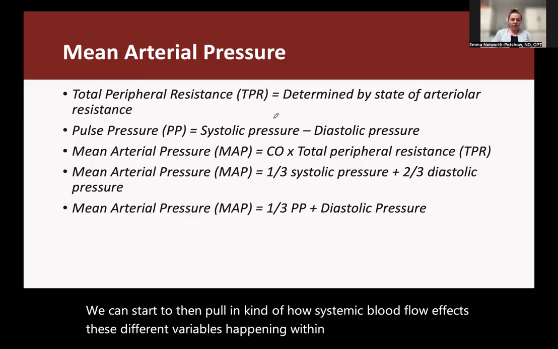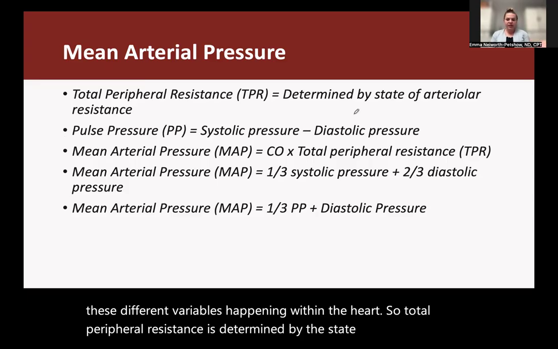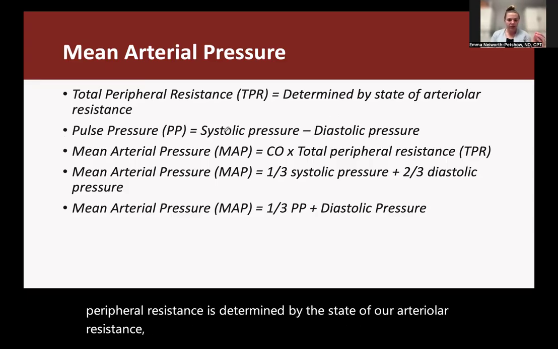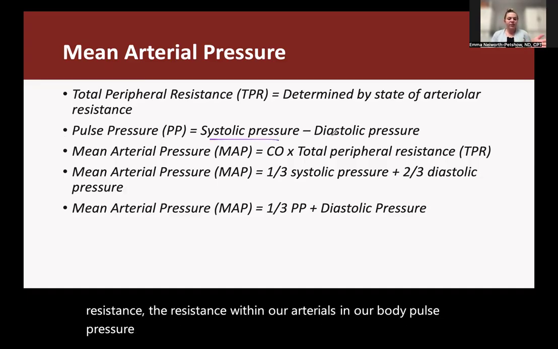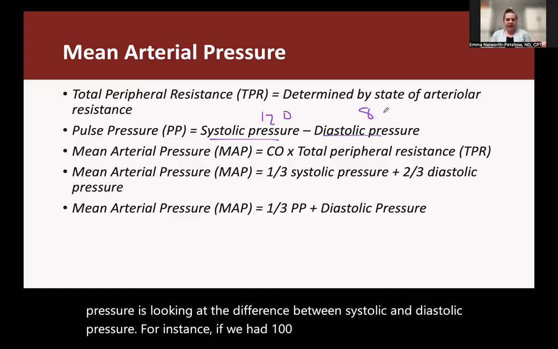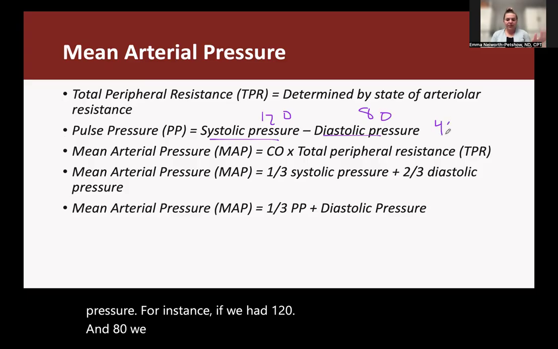So total peripheral resistance is determined by the state of our arteriolar resistance, the resistance within our arterioles in our body. Pulse pressure is the difference between systolic and diastolic pressure. For instance, if we had 120 and 80, we'd have a pulse pressure of 40.